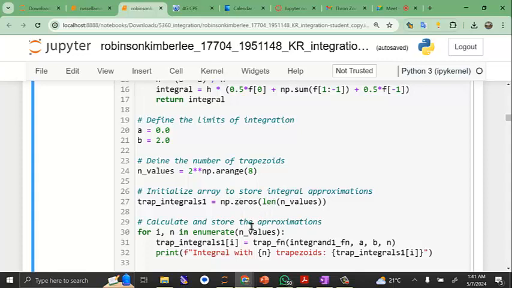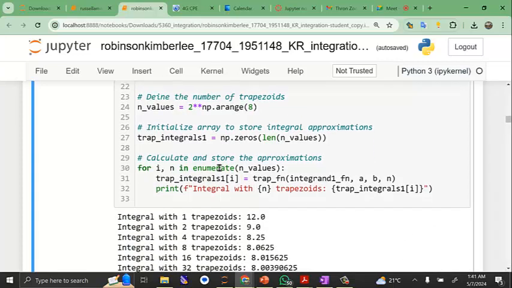All right, so here we go, and this command here, enumerate, generates an index i, which goes 0, 1, 2, 3, 4, and also includes the values. So n values is going to be 1, 2, 4, 8, 16, and so on. The first time through the loop, i will be 0 and n will be 1, because that's the first n value. Second time through the loop, i will be 1 and n will be 2. Third time through the loop, i will be 2 and n will be 4.